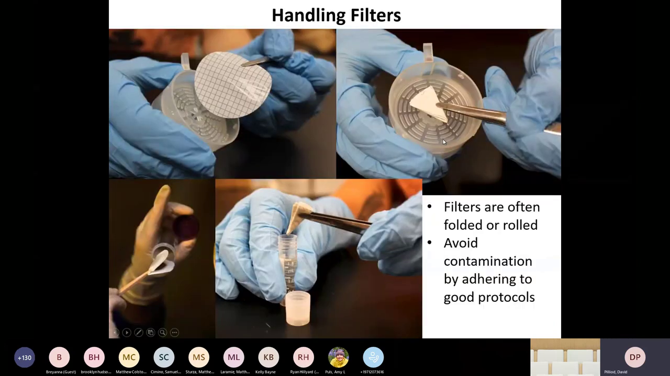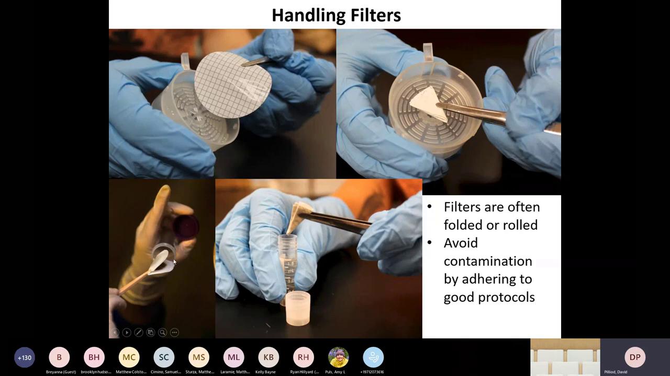Okay, handling filters is another topic that's an important one to think about and get practiced at. If you're new to this field, there's all sorts of room for contamination here. The problem is the filters are large, they're 47 millimeters in diameter. So they have to be folded or rolled somehow to get into these little cryotubes. These cryotubes are usually 1.5 milliliter. So you have to get them in there and jam them in there.